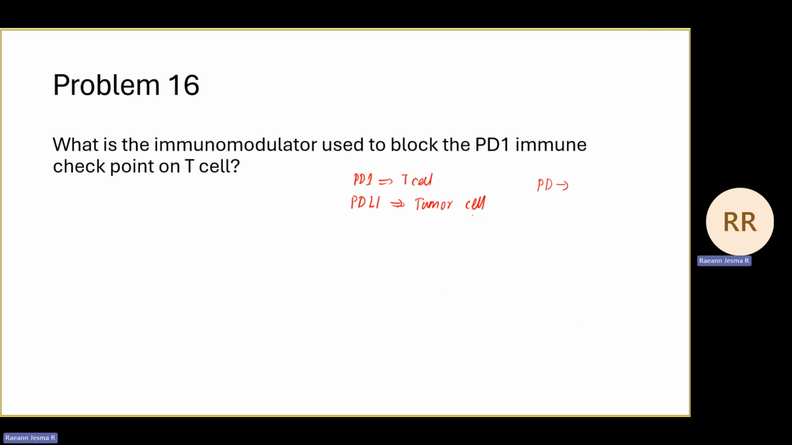So we are using some kind of immunomodulator, that is something to modify the immune response, in order to block the PD-1 immune checkpoint. For these kinds of immunomodulators, you just have to add anti in front of that immune checkpoint. So the modulator is anti-PD-1. The correct answer is anti-PD-1.